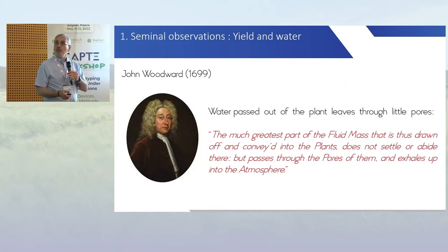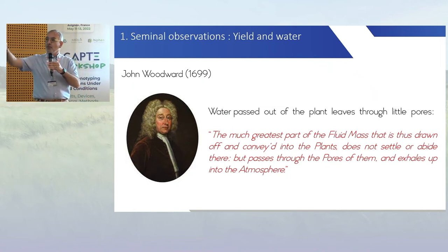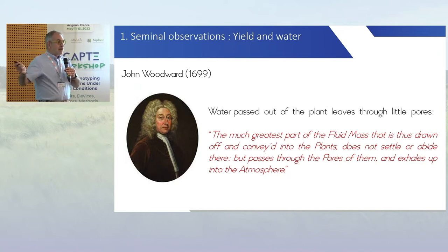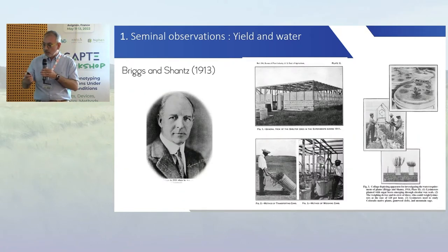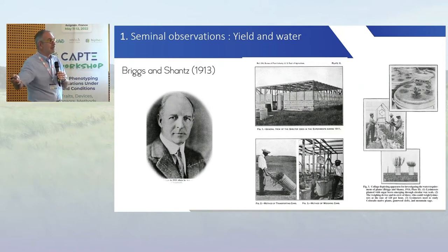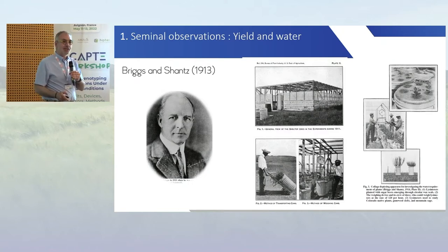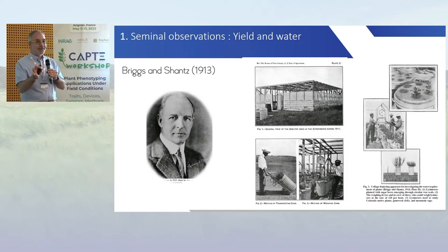So that's not new. There were some seminal observations in the 17th century from John Woodward that water passed out of the plant leaves through little pores. I'll leave the quote. This is a very interesting work. And later on, Briggs and Shantz used devices that we still use today. I don't know if you know what these things are. These are lysimeters. We're still using them today, in a different way and in a different shape. And I think Alexis has shared with me some of the devices that looked a lot like the things that we are currently developing in Morocco. So we are not reinventing anything. We're using things a bit differently.